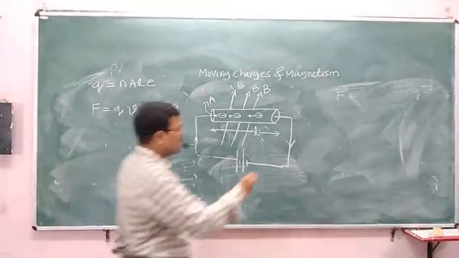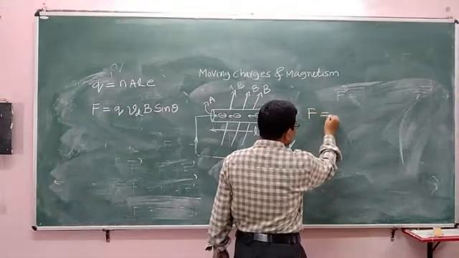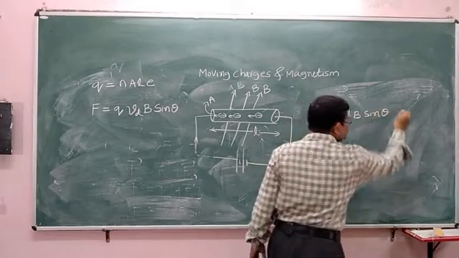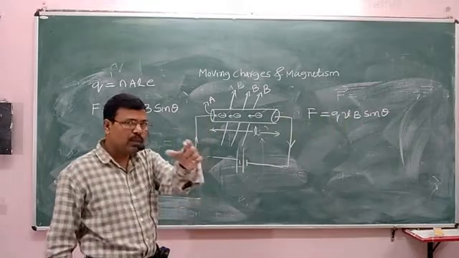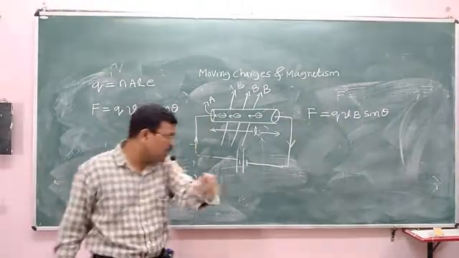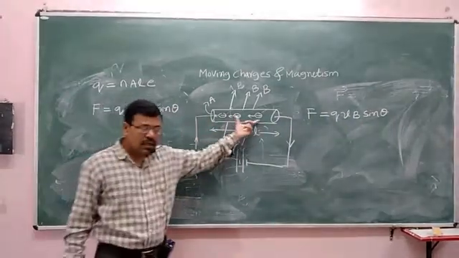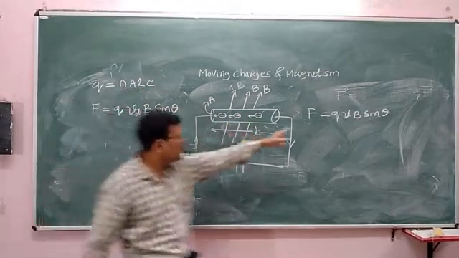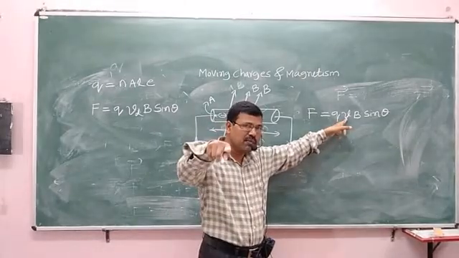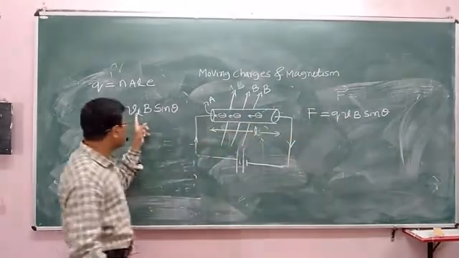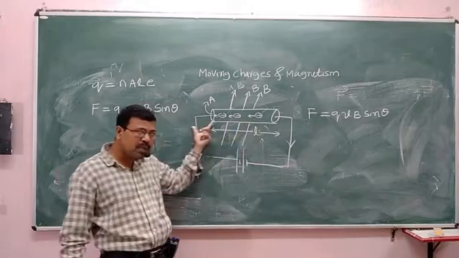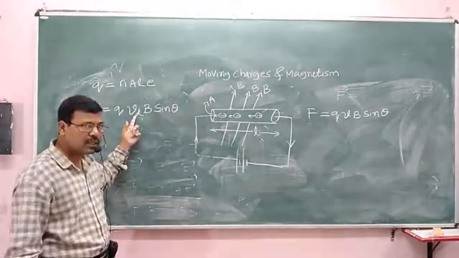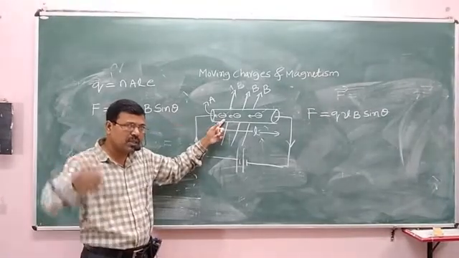As we learned that F is equal to QVB sin theta. Q means it was only one charge. Here Q means this many charges are there. And V was the velocity of one charge. Here Vd is the drift velocity of the electrons. Every electron experiences drift velocity.